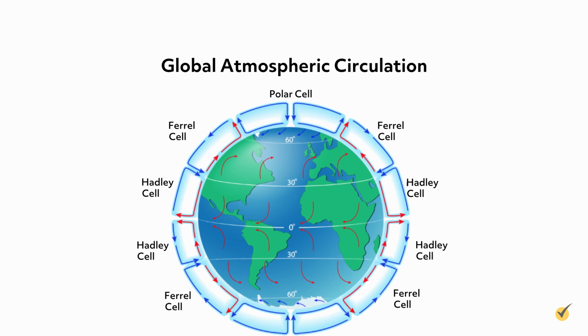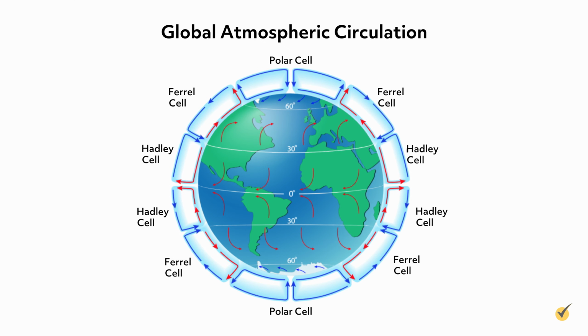Now let's talk about those convection cells and how they move. Each wind belt has its own convection cell. High latitudes have polar cells, mid-latitudes have Ferrel cells, and low latitudes have Hadley cells. Let's start with the equator and work our way poleward.